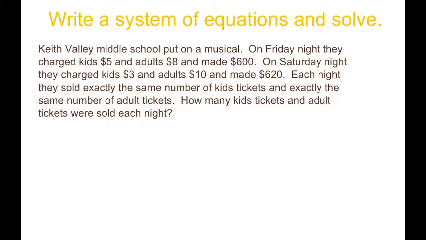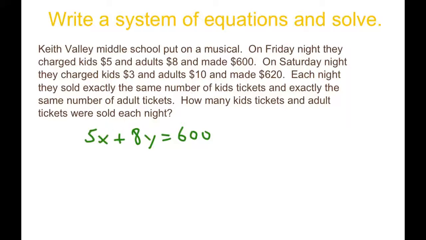All right. So I know that I'm going to be writing equations. I know it's going to be 2 equations because I'm solving systems of equations. So my first equation will deal with Friday night. So I'm going to use x for my number of kids' tickets and my y for number of adult tickets. So Friday night we charge kids $5, so 5x, plus we charge adults $8, 8y, and we made $600.